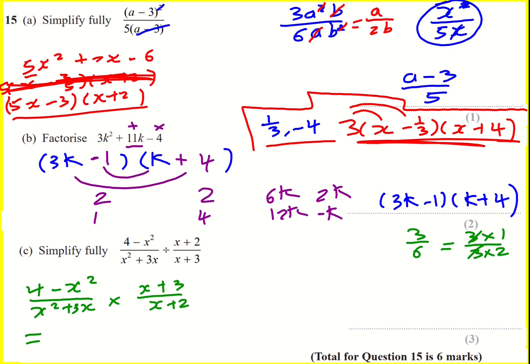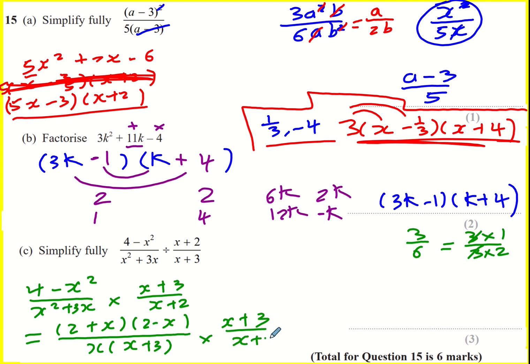4 minus x squared. This is a difference of two squares. We can factorize it into double brackets. It's actually 2 plus x times 2 minus x. And then I'm dividing, and I'm going to factorize the x out, x plus 3. And then I'm timesing by x plus 3 over x plus 2. Now you could bring it all together, but I'm hoping you're happy that I can start cancelling things out like this, because I'm basically timesing by x plus 3 and dividing by x plus 3. I just haven't written it over the whole thing, and I could.